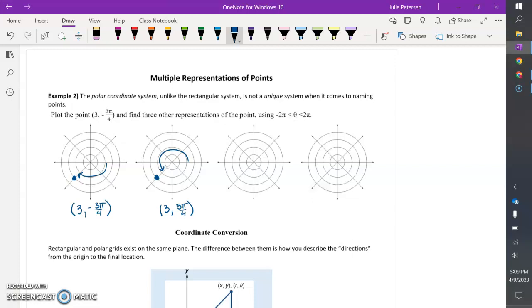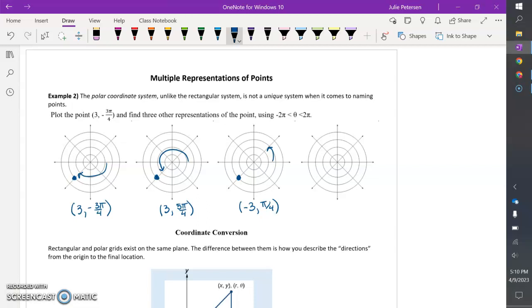Something to keep in mind, though, is that we could also have a negative r value. So we could look and say, well, actually, I could rotate pi over 4, but instead of going forward 3 units towards that, I can go backwards 3 units. So my r would be negative 3, but my angle would still be pi over 4. We get to the same place.